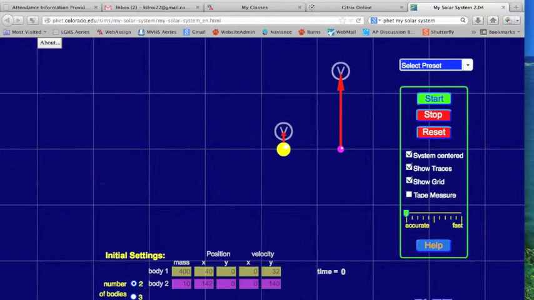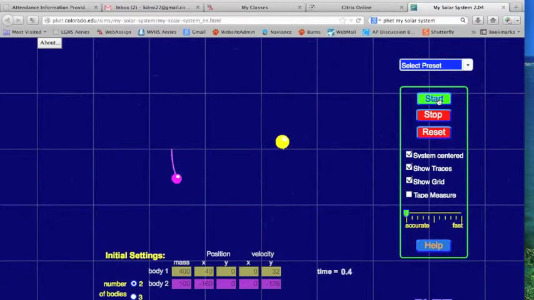And then body 2, I'm going to make it 100, and I'm going to put it at negative 160. So their total separation is 200, right? Because this guy's at positive 40, negative 160. And I'm going to give him a velocity going in the other direction, negative 126.